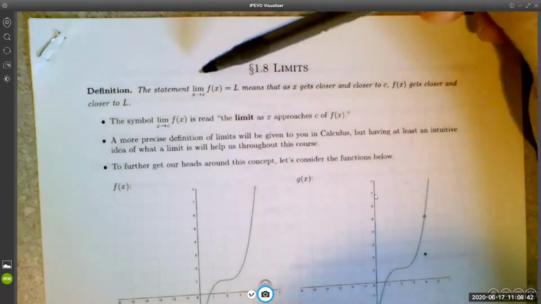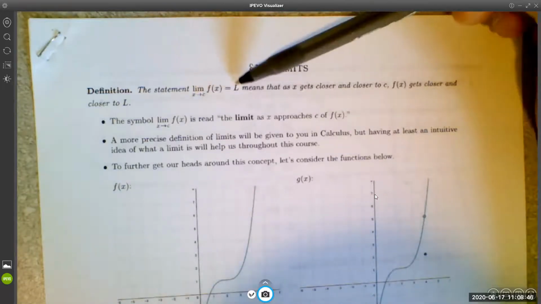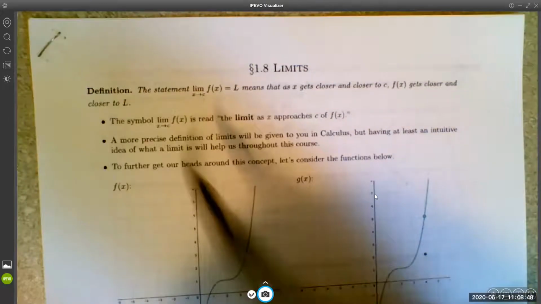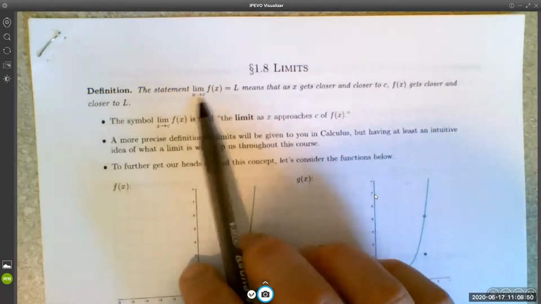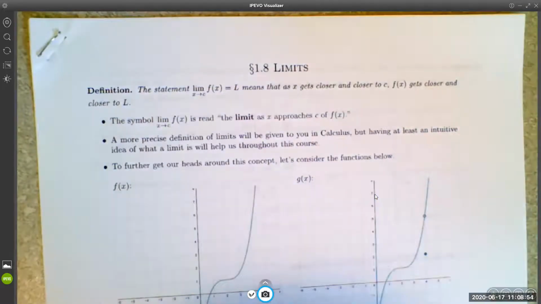So here's the notation. The statement limit as x approaches c of f of x equals L means that as x gets closer to c, f of x is going to get closer to L. All right?